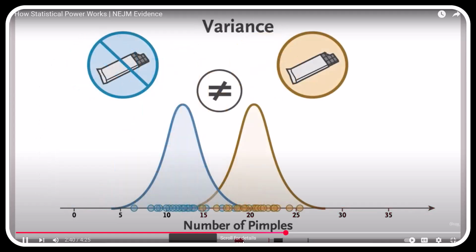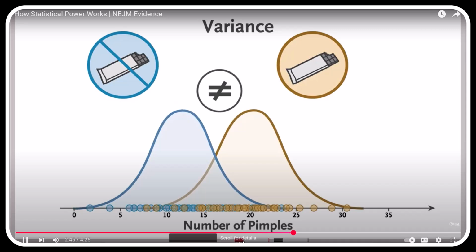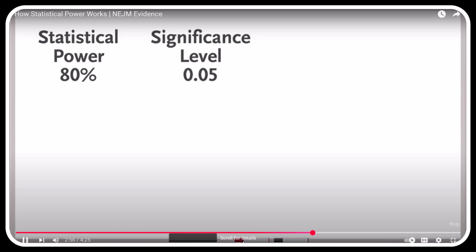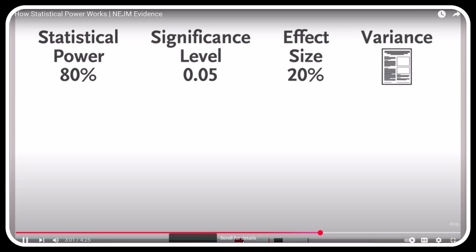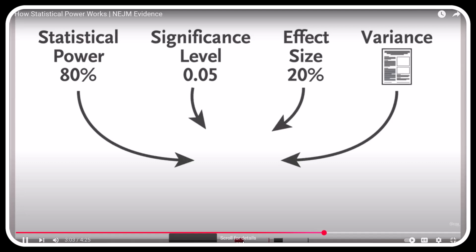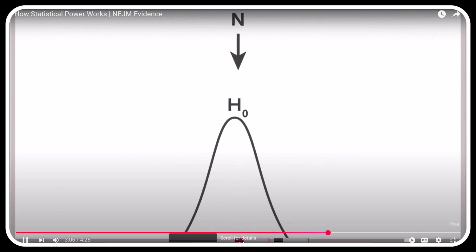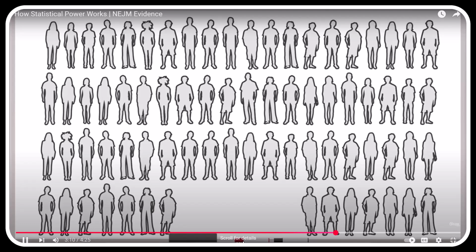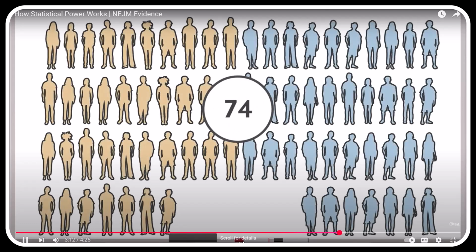Third, variance. More variability leads to greater overlap in the distributions of pimple counts between groups, making it harder to detect a difference between them, therefore reducing power. Variance is standard deviation squared. Having chosen your power of 80%, significance level of 0.05, effect size of 20%, and your best estimate of the variance from the literature, you can now determine the necessary sample size for a trial in which you plan to use a two-sample, two-sided alternative t-test. You calculate that you need 74 teenagers, or 37 in each group.